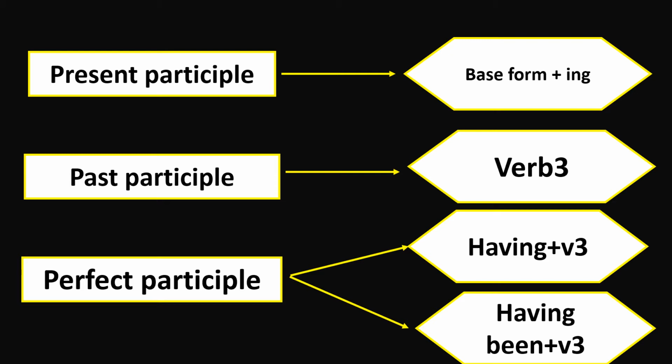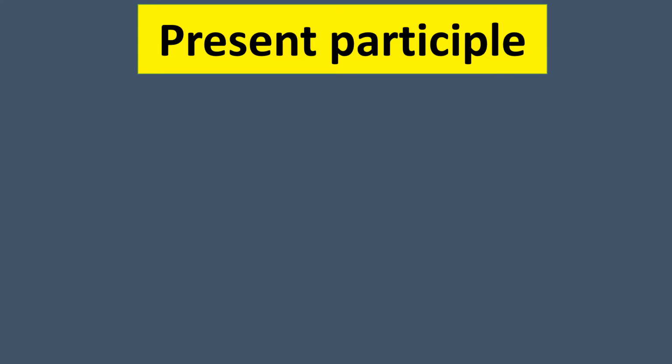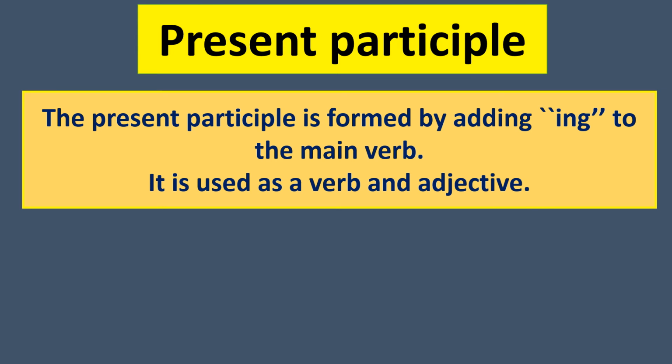In this video, we are going to learn about only the present participle. So, what is a present participle? The present participle is formed by adding ing to the main verb. The main verb means the plain verb or the base form of the verb. If we add ing to the base form of the verb, we get the present participle form. It is used as verb and adjective.